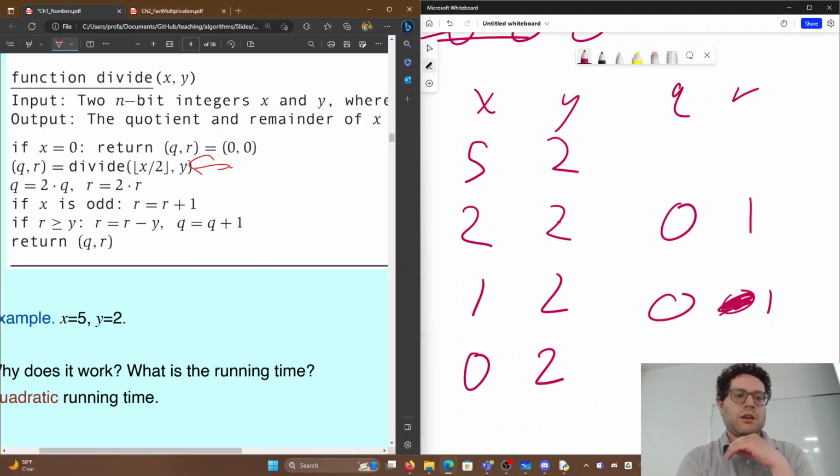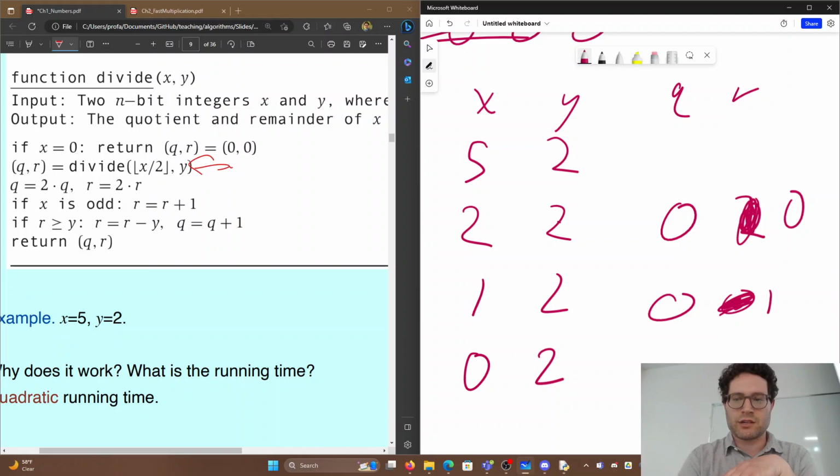So when we double our quotient, double our remainder. If X is odd, is X odd? No, it's not. If the remainder is greater than or equal to Y, subtract out Y and add 1 to the quotient. Okay? Now we return the quotient and the remainder.